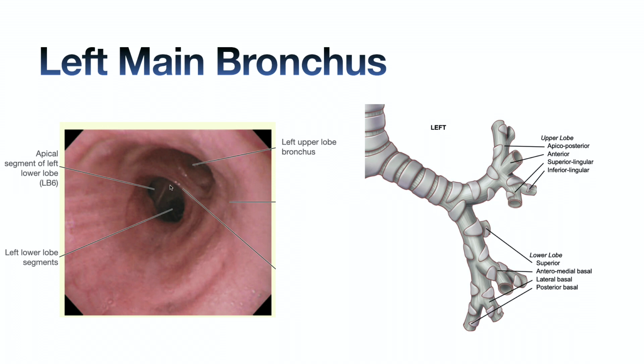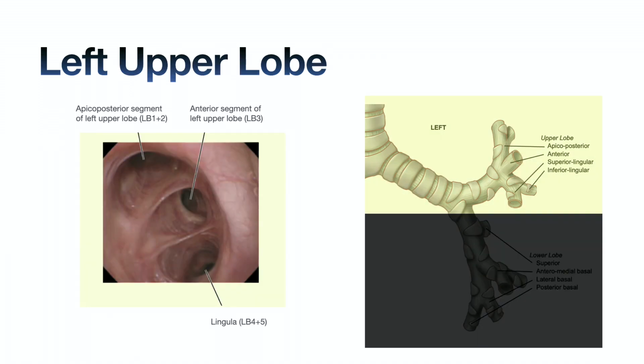At the end of the left main bronchus, we can see 2 openings. One leads to the lower lobe, the other leads to the upper lobe. Again, we will start with the upper lobe first. The upper lobe is divided into 2 compartments. One is the lingula, the other is the upper lobe compartment.